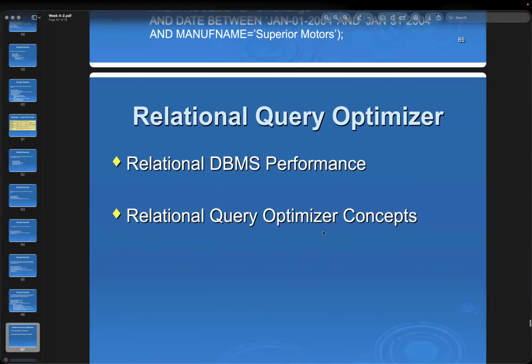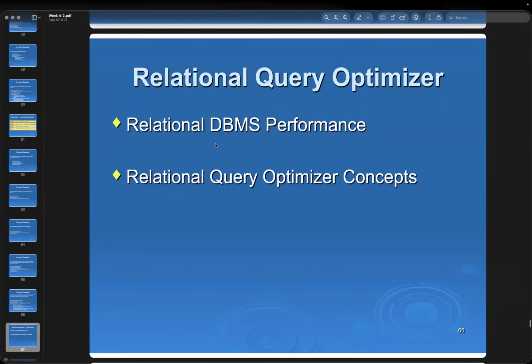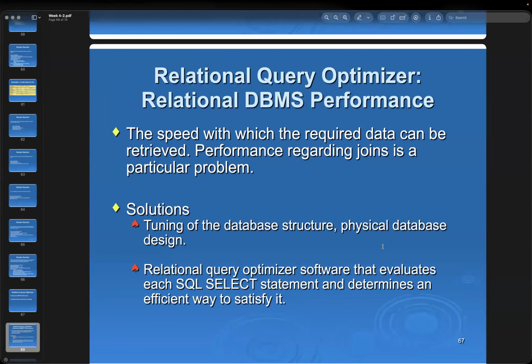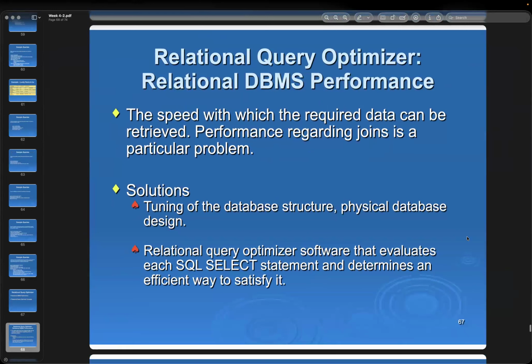And last, a reminder about the relational query optimizer. We need to know two things about relational DBMS performance. One is the query optimizer concept. The speed with which the query data can be retrieved, the performance regarding joins, is a particular problem. So we try tuning the database structure, the physical database design. So that's one way. And also the relational query optimizer software will evaluate each SQL statement to determine an efficient way to satisfy it.